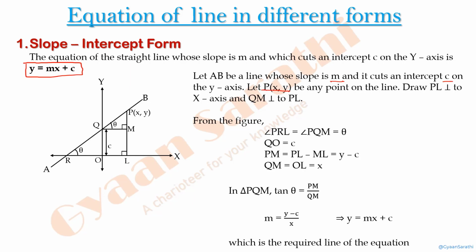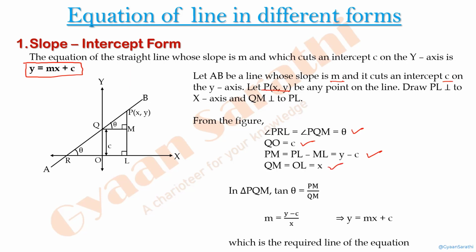Now in the figure we have angle PRL is equal to angle PQM is equal to theta, and QO is equal to c, which is the y-intercept. Now PM, from the figure, is equal to PL minus ML, and PL is equal to y and ML is equal to QO. Therefore ML is equal to c, hence PM is equal to y minus c. Now QM is equal to OL is equal to x.